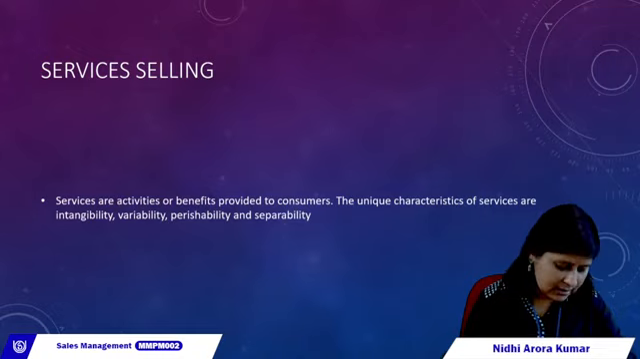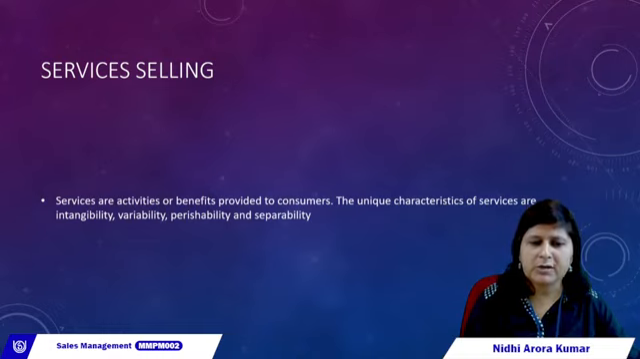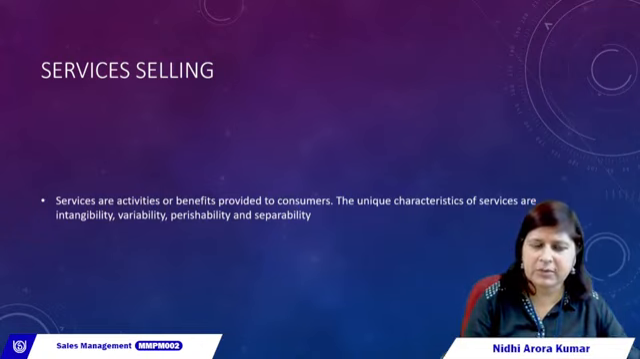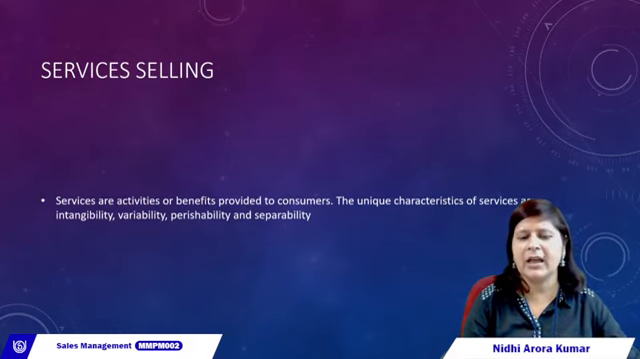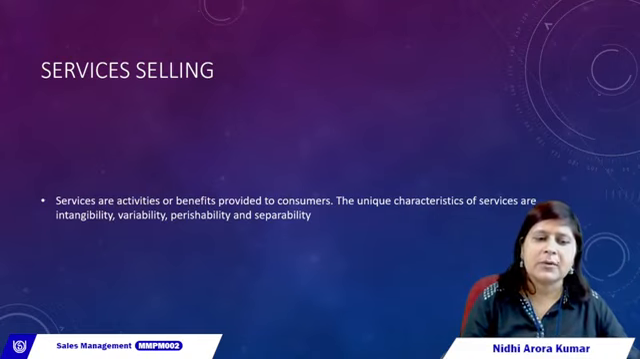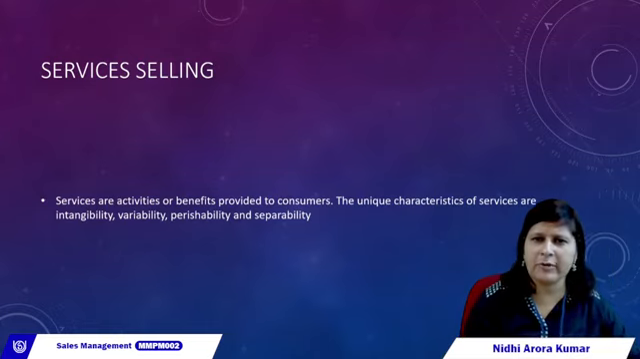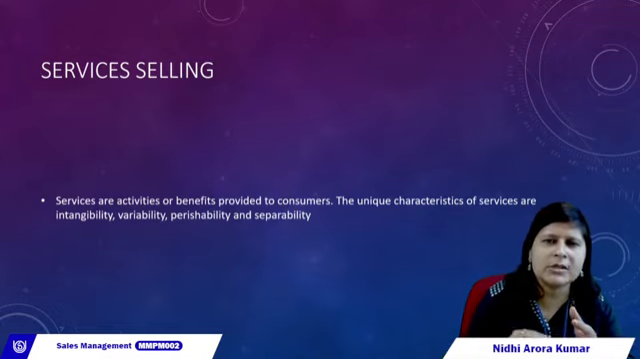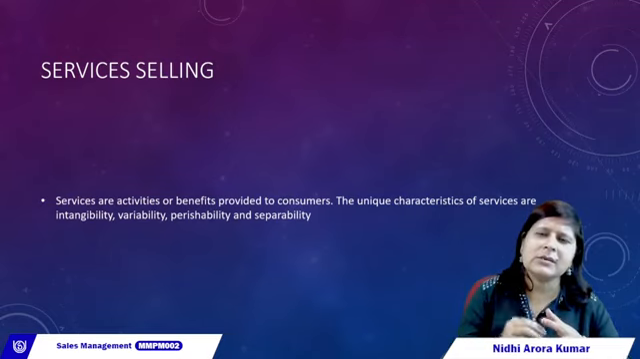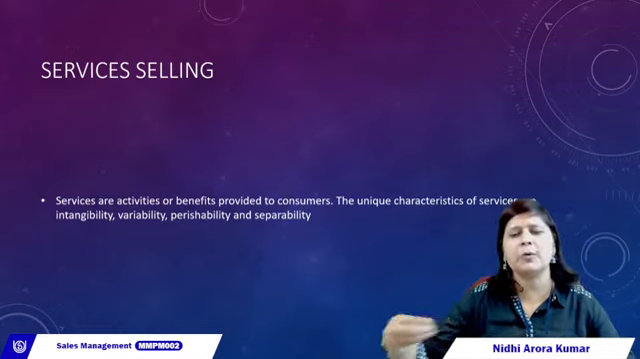The next type of selling is service selling. What is service selling? Service selling is the activities or benefits provided to the consumer. The unique characteristics of these services are intangibility, variability, perishability and separability. Right? What is service selling? Services or activities or benefits provided to the consumer, when you are not selling any physical product, right? Even the services we consider as a product. Service is a product, but we cannot touch the service product. So services are the activities or benefits provided to the consumer.